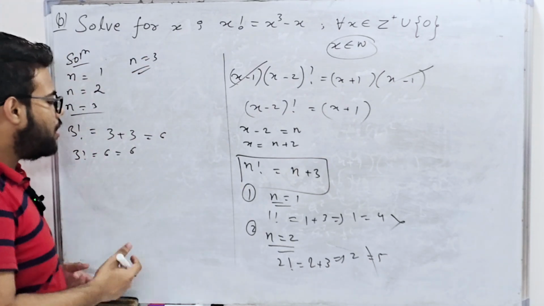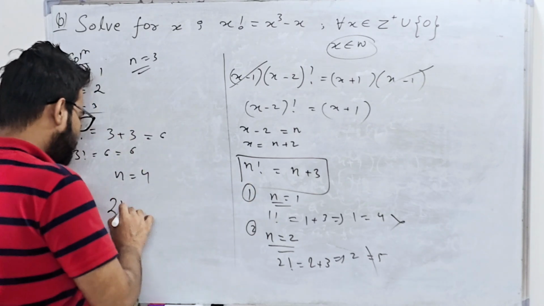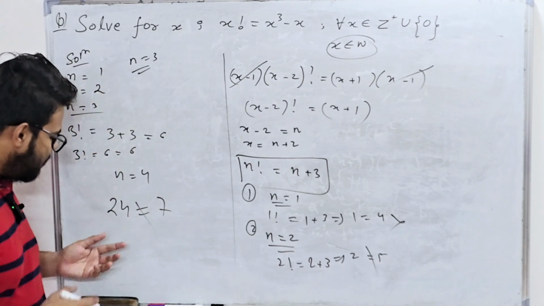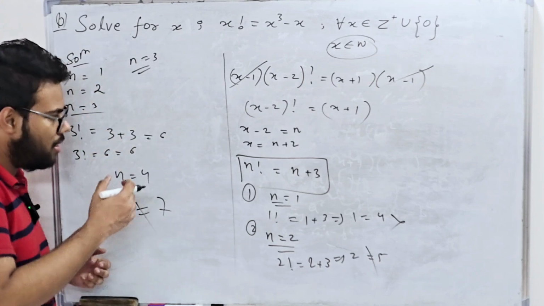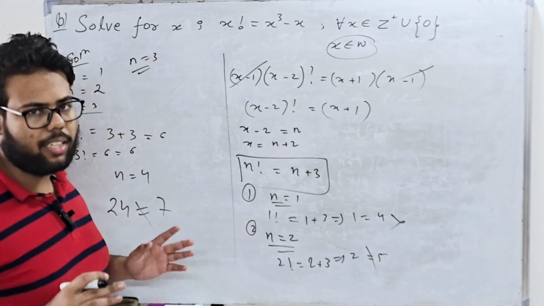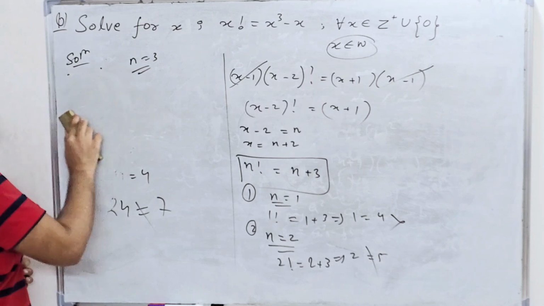Why the only solution? Because after this, if you put n is equal to 4, you get 4 factorial is 24. So 24 is equal to 7. It is wrong. And see, it has just become so much larger than the n plus 3 term, which means after this it won't intersect anymore, which means n is equal to 3 is the only solution.